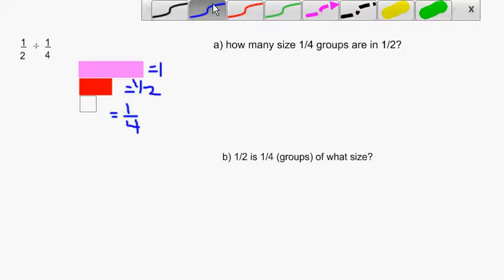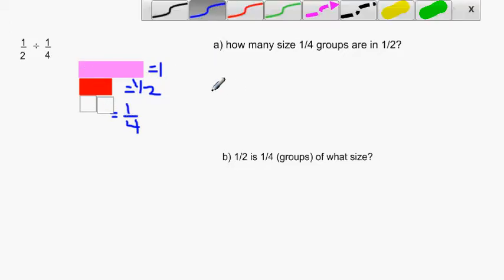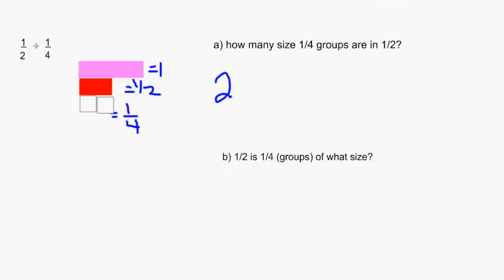And my question, therefore, could be stated, how many quarters are in 1/2? How many whites are in a red? Well, I know there are 2 whites to make up a red, so my answer is going to be 2. How many quarters are in a half? The answer is going to come out to being 2. So my answer comes out to 2 using that technique.